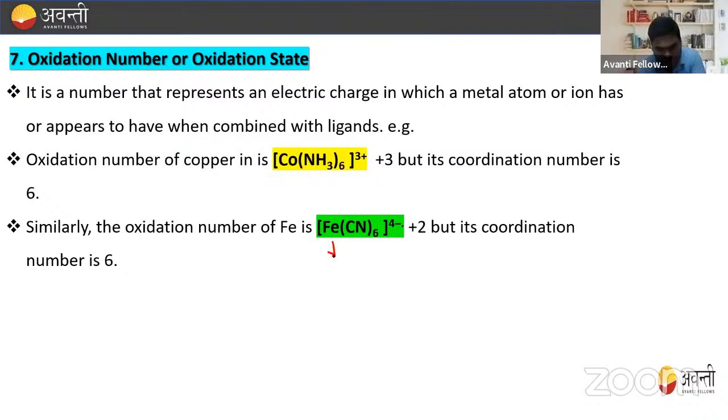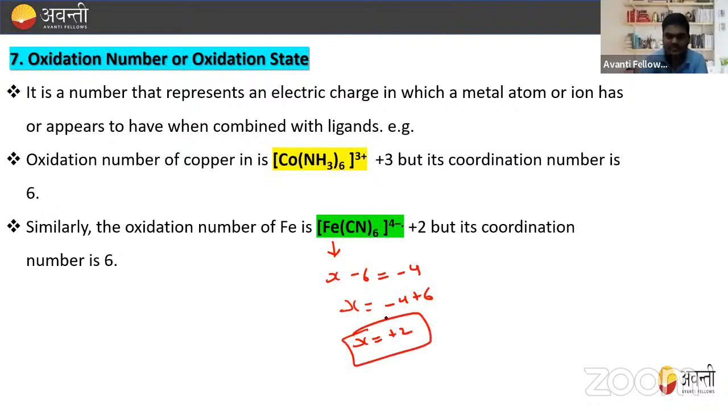So you have to calculate the oxidation state of Fe; let it be X. We know cyanide has a -1 charge, so this will be -1 into 6, and this is equal to -4. So X comes out to be what? That is -4 plus 6. So X comes out to be 2. So Fe has a +2 oxidation state, right?